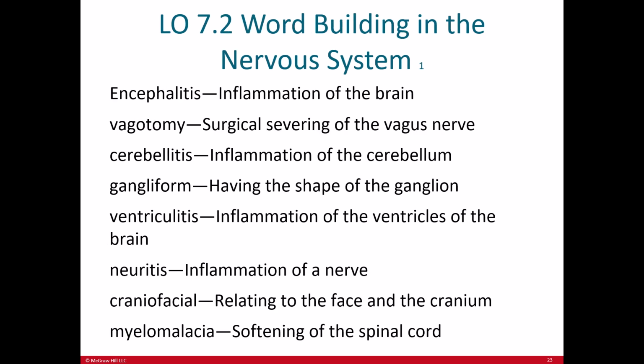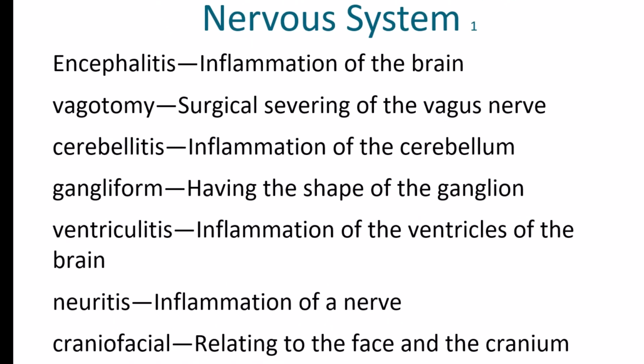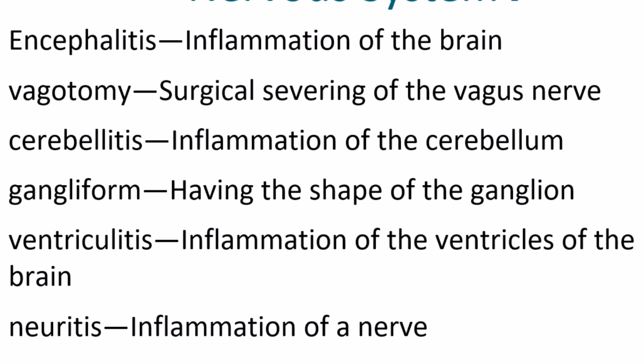Learning outcome 7.2, word building in the nervous system. So here we have encephalitis. Encephalo we know is brain, itis we know is inflammation, therefore this is the inflammation of the brain. Vagotomy, this is a surgical severing, that tomy, right, that's that surgical incision of the vago, which is the vagus nerve. So we are surgically severing the vagus nerve.